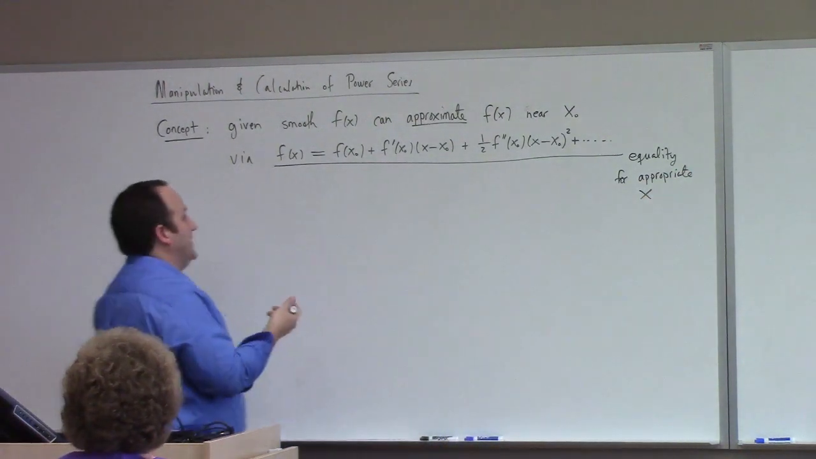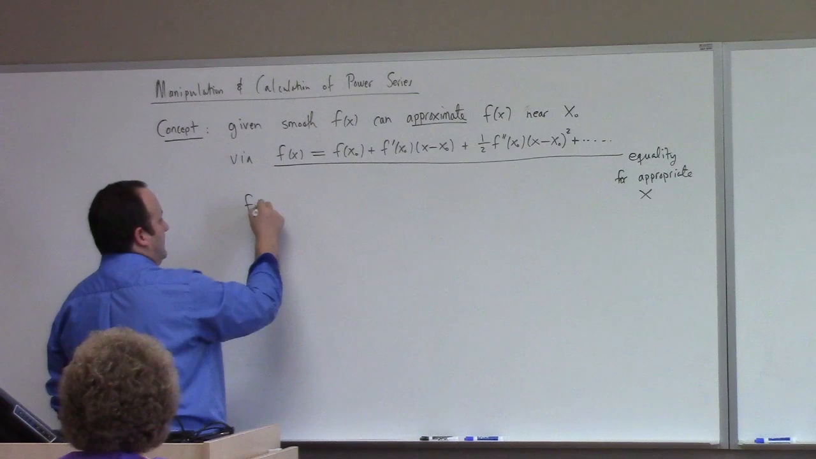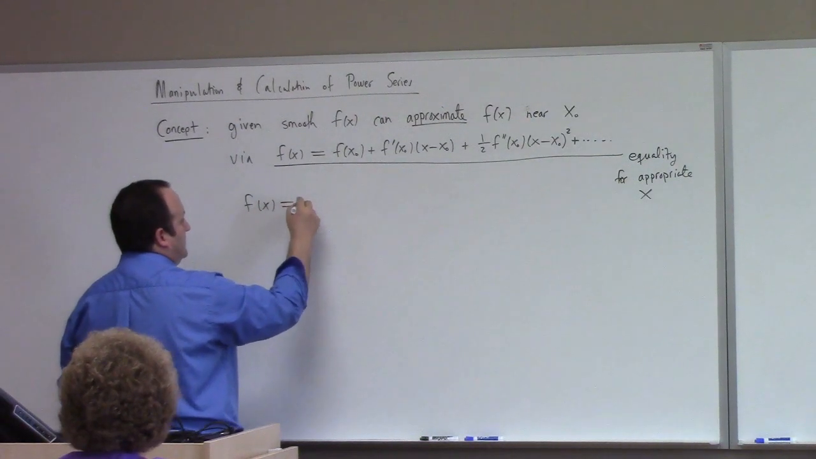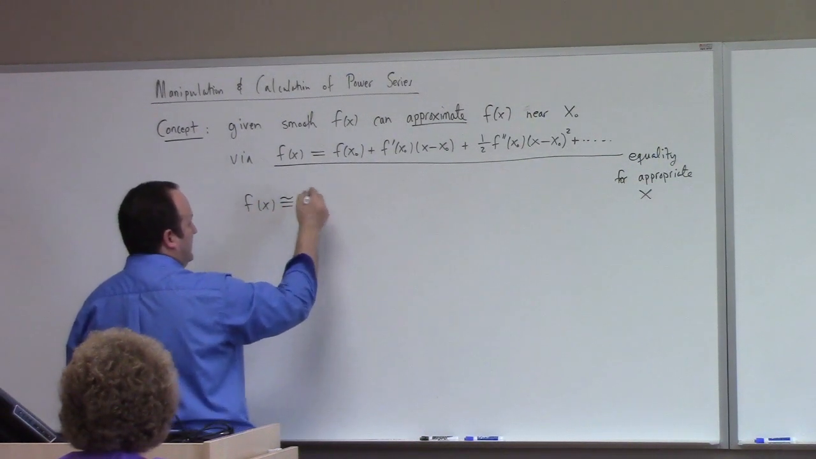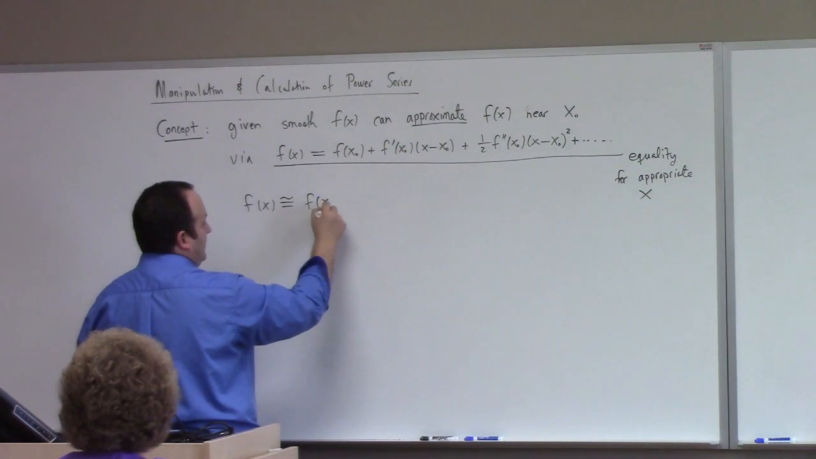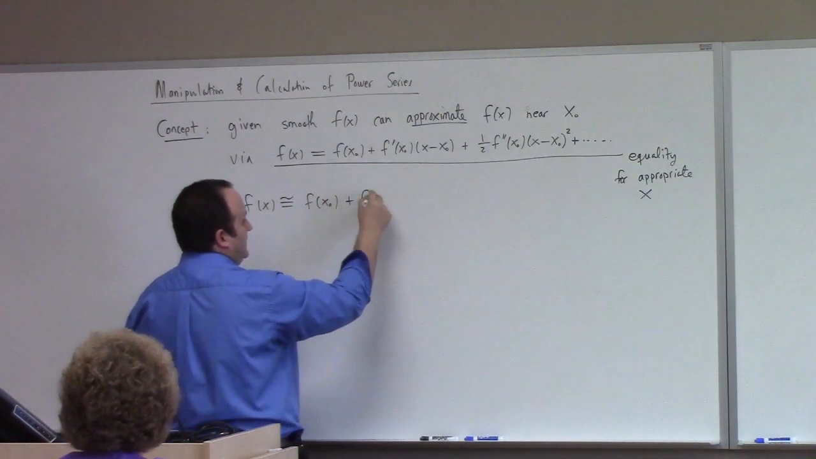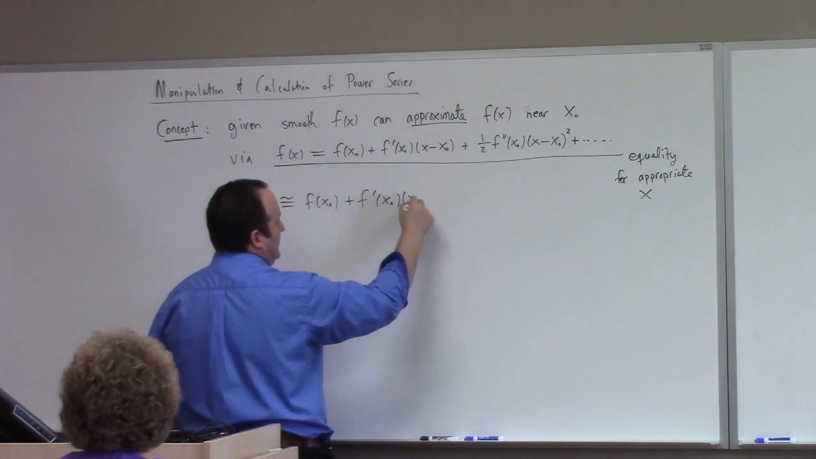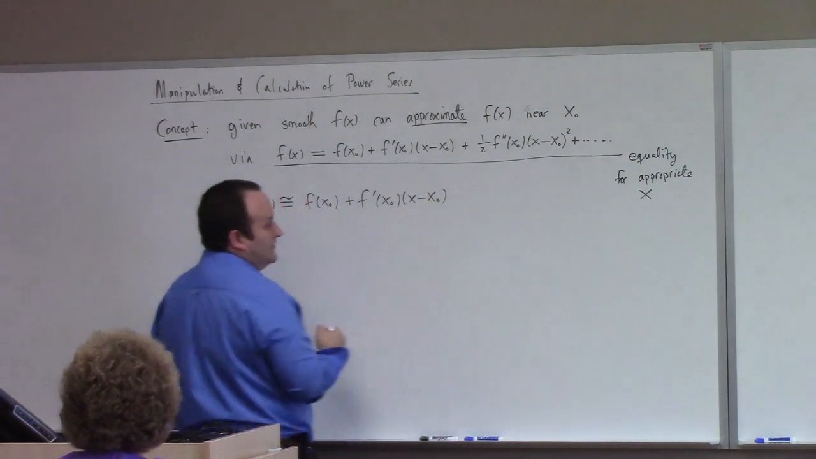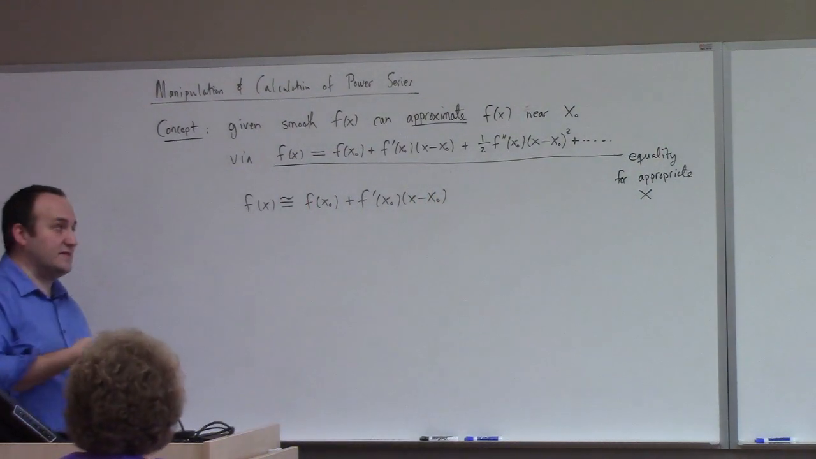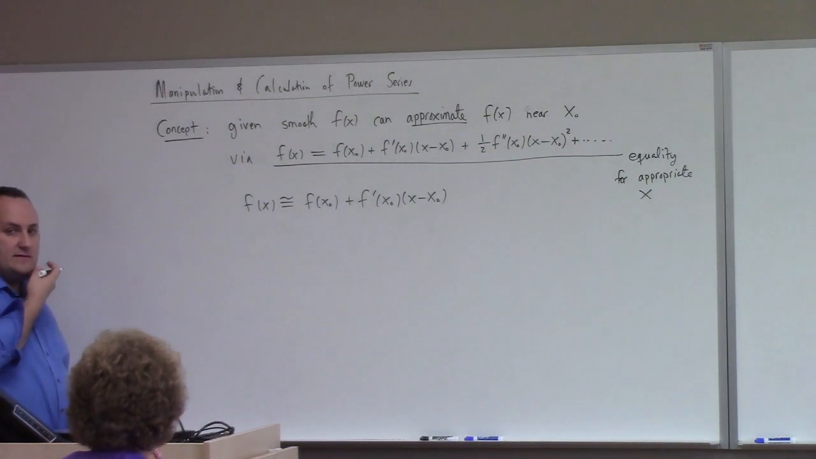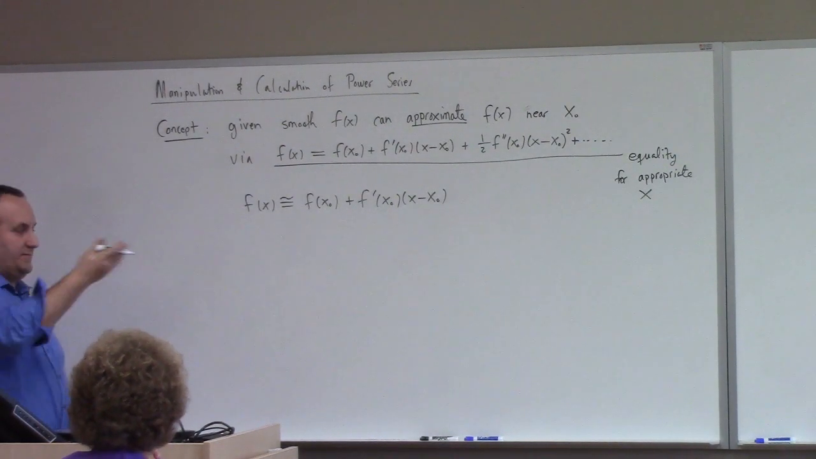But the subtle thing is, if we truncate this, then f of x would only be approximately equal. The first approximation you learn in Calculus 1 is the tangent line approximation, right? That's the tangent line approximation to the function at x naught.